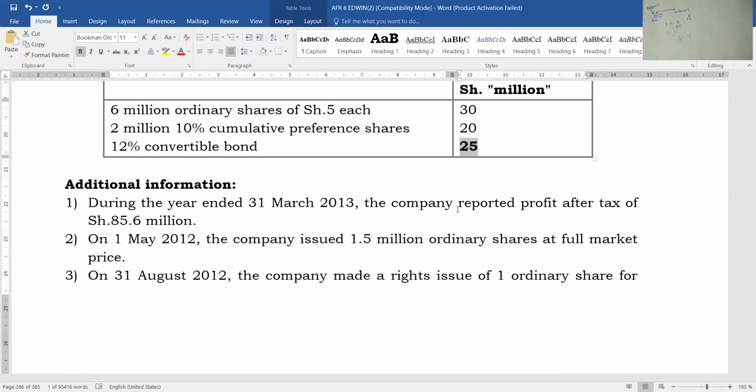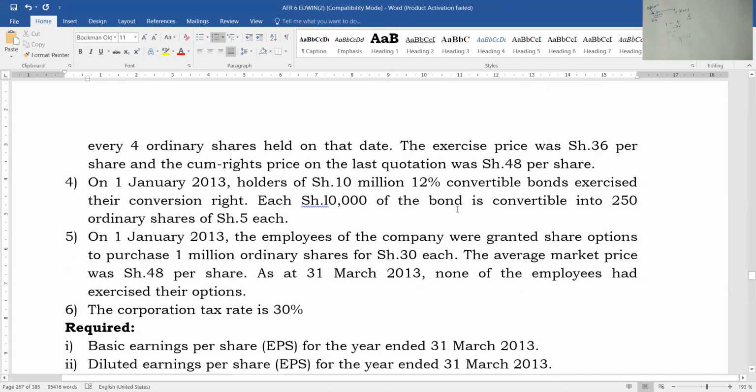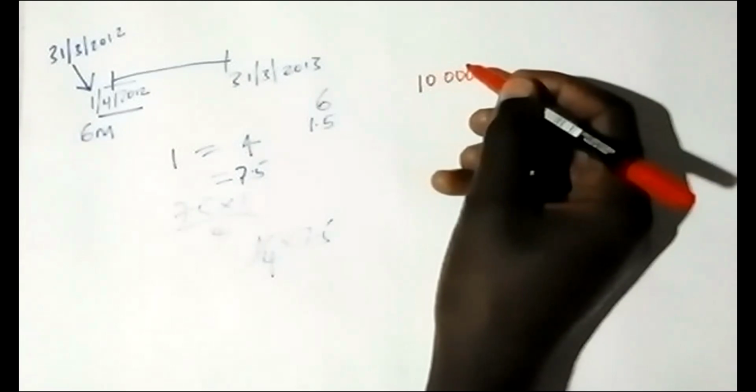So out of the 25, which one was converted to ordinary shares? That is what I imply. So that is why they said that note 4, on 1st January 2013, holders of shillings 10 million, 12% convertible bonds exercise their conversion, right? So which means that out of the 25, 10 converted. In which proportion? Each 10,000 of the bond is converted into 250 ordinary shares of shillings 5. So for every 10,000 of the bond, it's converted to 250.